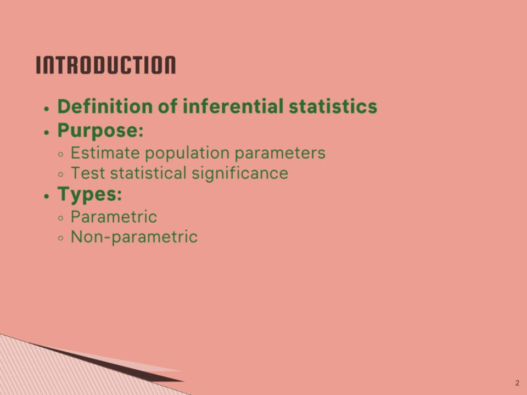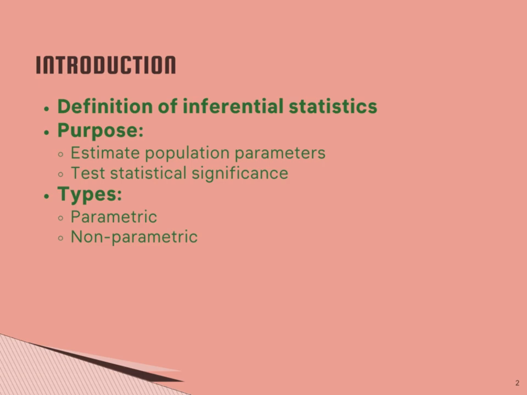It has some key concepts, which are population and sample estimation, hypothesis testing, statistical significance, confidence intervals, regression analysis, and sampling methods. As we can see in the slide, there are two types of inferential statistics. One is parametric and the other is non-parametric. So let's find out what is parametric and non-parametric.